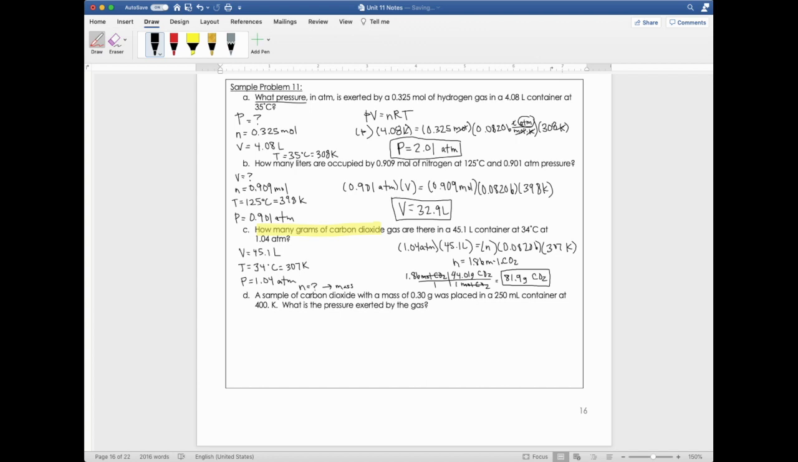So it looks like you have to work backwards from the one before. Watch your units with this one. I do notice students get a little tripped up just by units, so make sure you're aware of what units everything is in. Pause this video and try sample problem D.